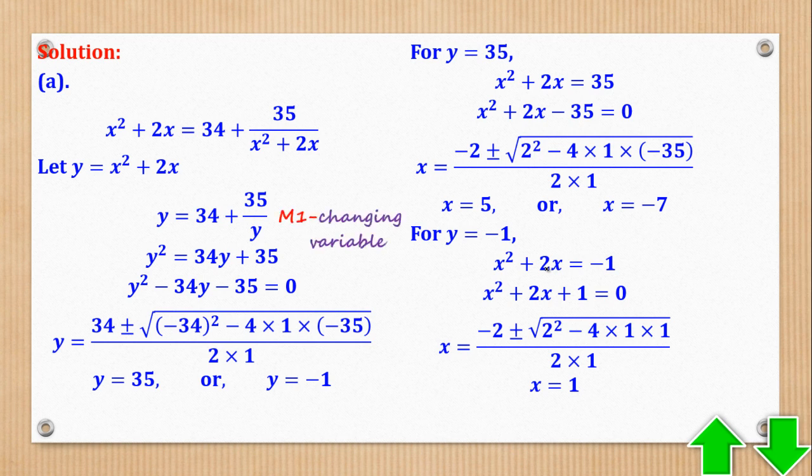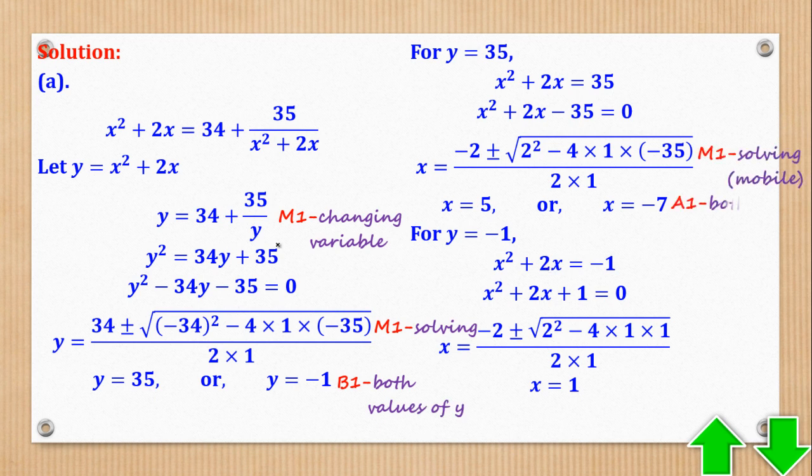Okay, so basically that's what they wanted in part A. There was a mark to change variable, a mark to solve, a mark to get the two values of y, a mark to solve, and a mark for both values of x. That was part A. Now we shall go to part B.